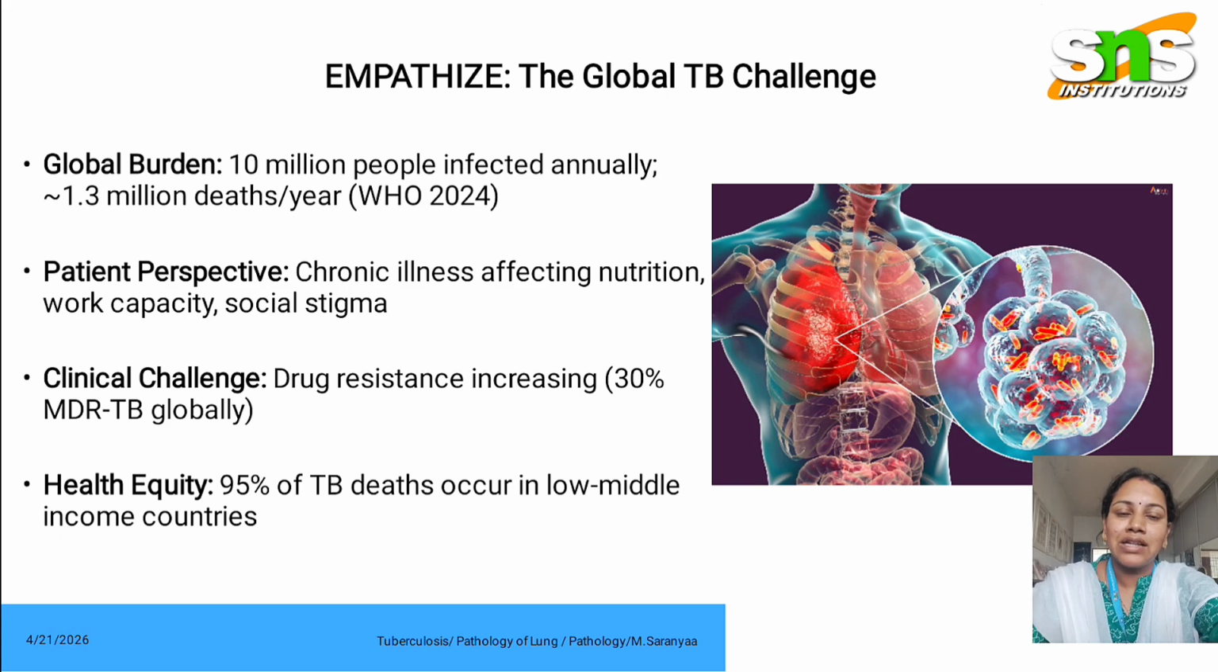So what happens in tuberculosis is that it causes drug resistance, which has increased about 30% globally. When this occurs, the body will not respond to the drug. So automatically the patient may die, and about 95% of TB deaths occur in low and middle income countries. Why? Because there is not much awareness about tuberculosis and it spreads, and it can cause drug resistance where the drug cannot act on the patient's body.